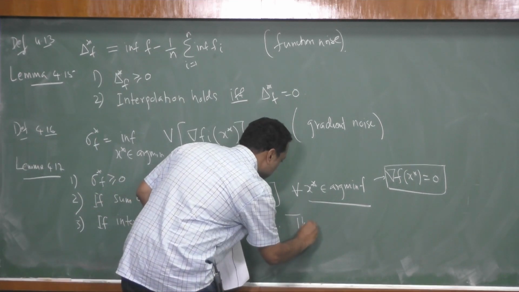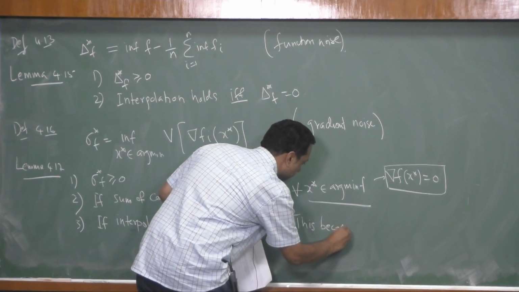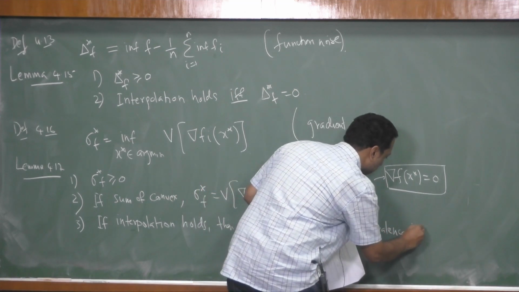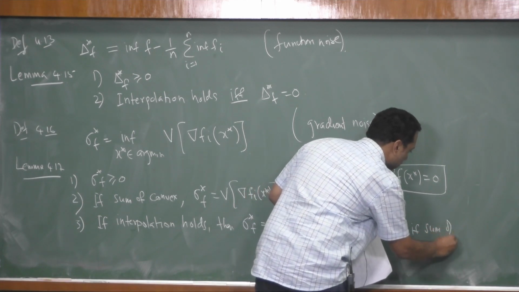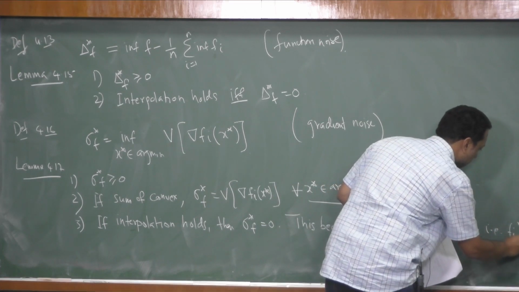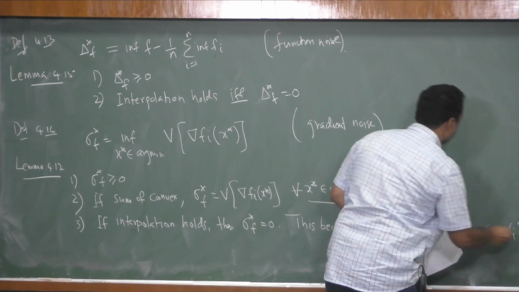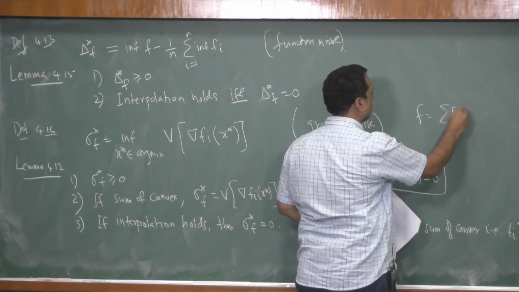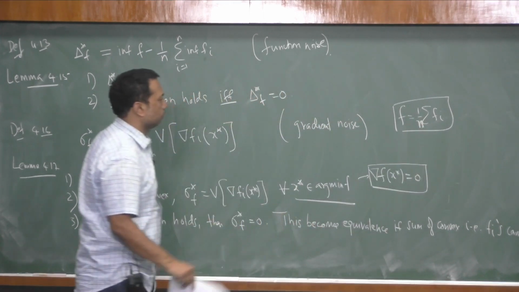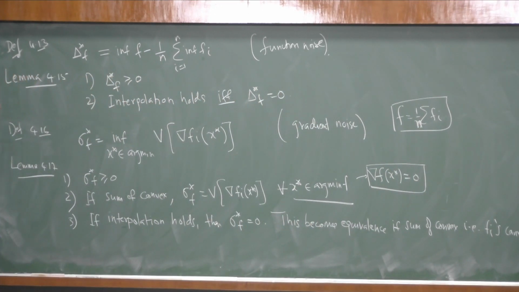This becomes an equivalence if we have a sum of convex, meaning that each fi is convex. Remember f was the sum of these fi's. We are looking into this special case of functions throughout. This is what we see in machine learning, a sum of fi's. So we are specific in this setup right now, and also in a stochastic variant.